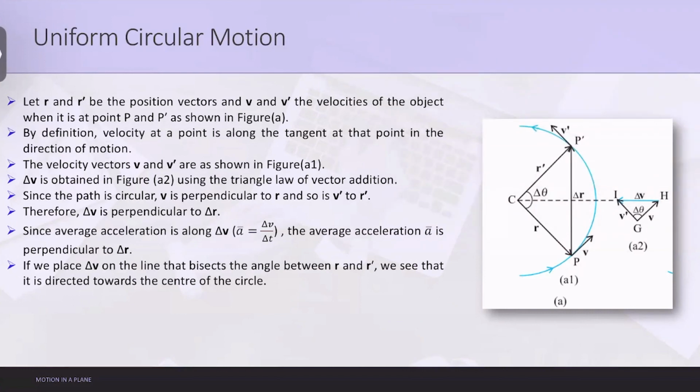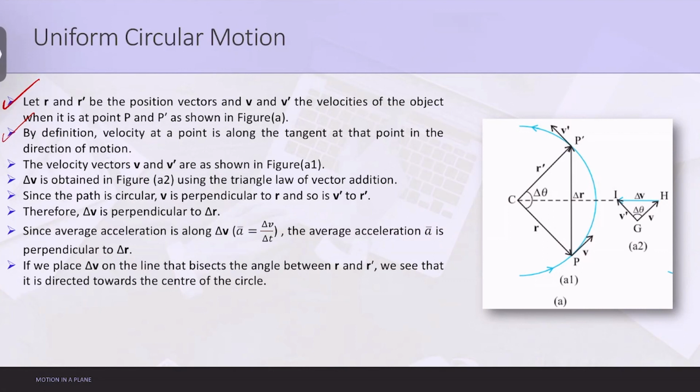This is only the case because we have understood this topic in the motion in a plane subtopic. Okay, so let R and R dash be the position vectors and V and V dash be the velocities of the objects when it is at point P and P dash as shown in the figure A. Now, by definition, the velocity at a point is along the tangent at that point in the direction only. So everything which I just uttered is being written here.